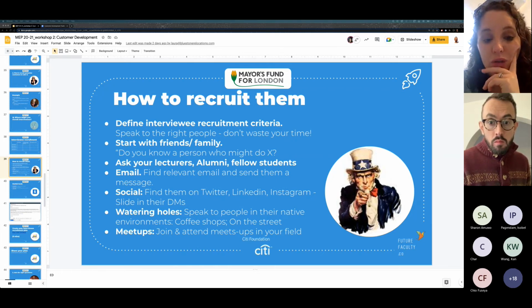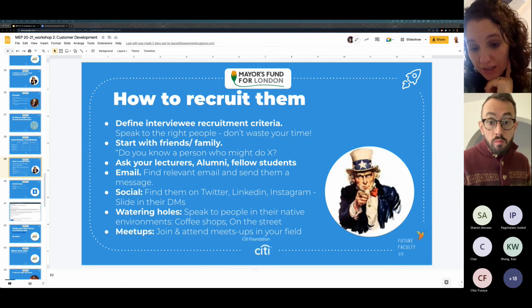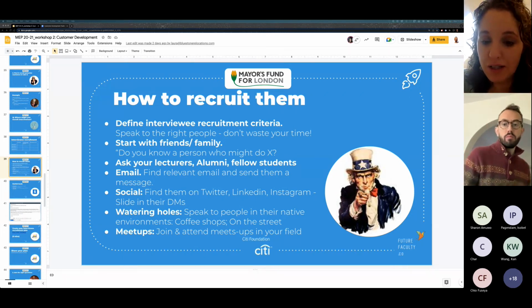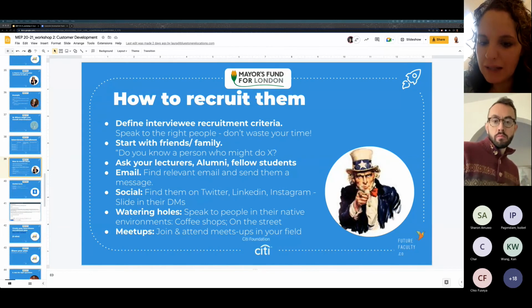And meetups as well, joining and attending meetups in your field. There's plenty of events online, depending upon what it is you're looking for. There's an app for everything. There's probably an event for everything as well. So have a look online, see what you can find, and try to be a little smart about it.